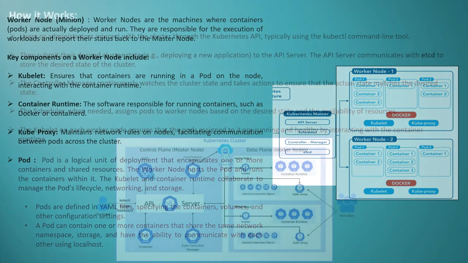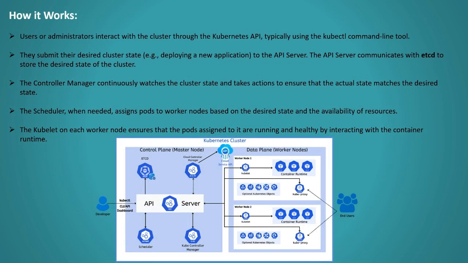Let's discuss how it works. First, users or administrators communicate with the Kubernetes system using a tool called kubectl. It's like a universal remote control for managing applications within the Kubernetes environment. Step 2. The API server is the gateway that receives the user's commands. It then collaborates with etcd, a reliable storage system, to record and store the desired state of the cluster.